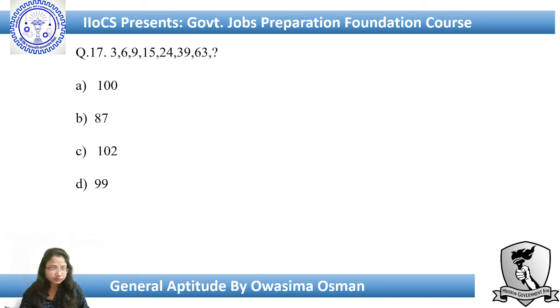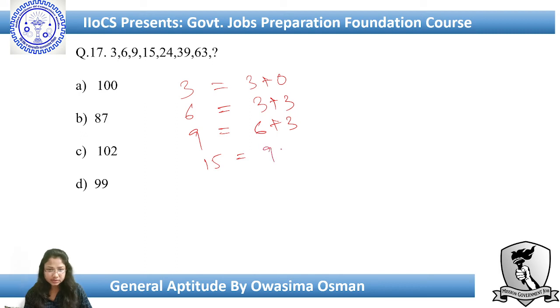Next, 3 equals to, we can write 3 plus 0. 6 equals to 3 plus 3. 9 equals to, we can write 6 plus 3. 15 equals to, we can write 9 plus 6. 24 equals to, we can write 15 plus 9. 39 equals to, we can write 24 plus 15.